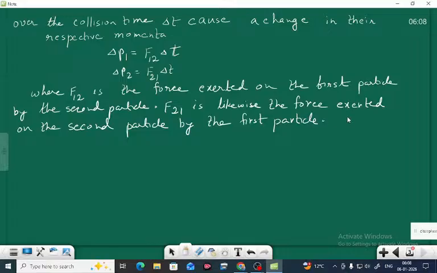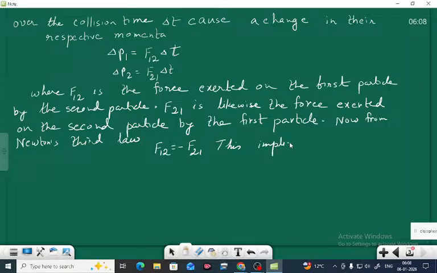Now from Newton's third law, force F12 is equal to minus F21. This implies del P1 plus del P2 equals 0.